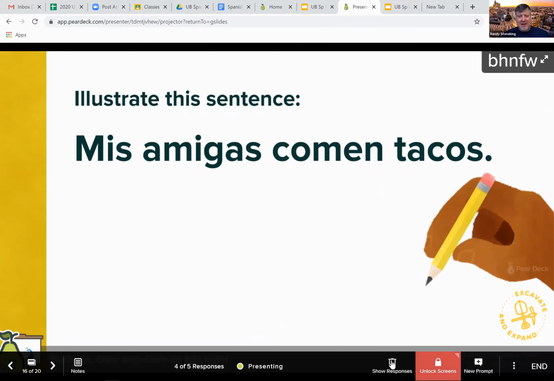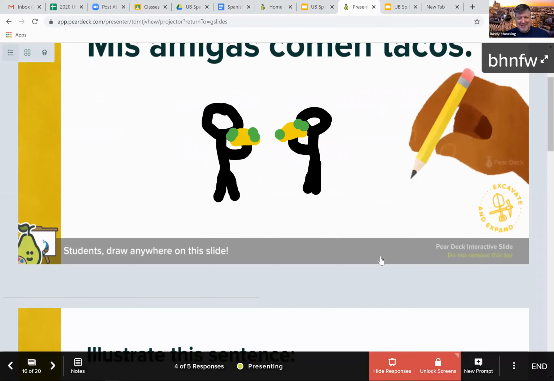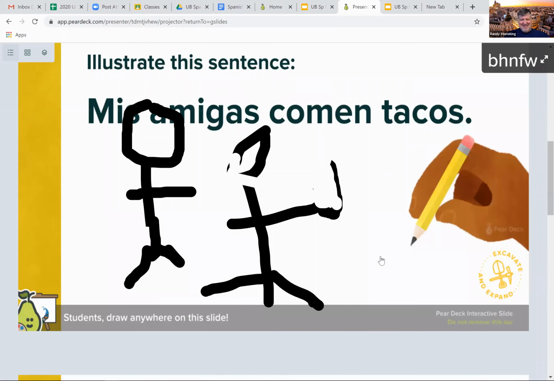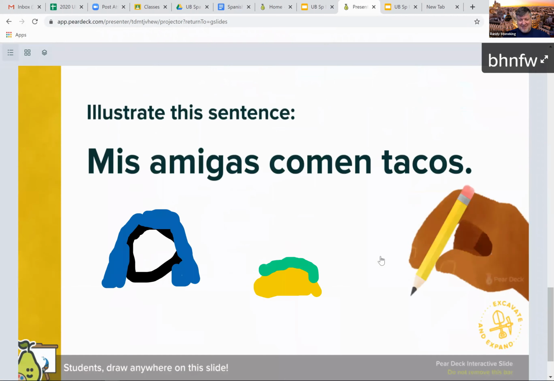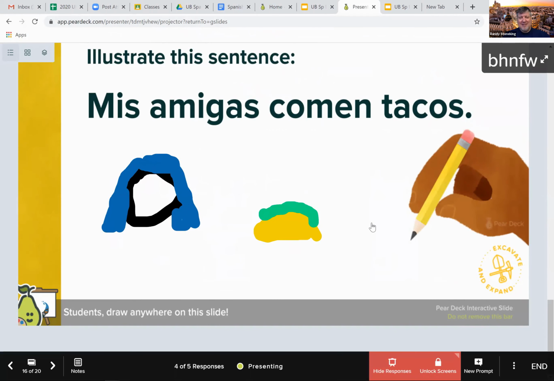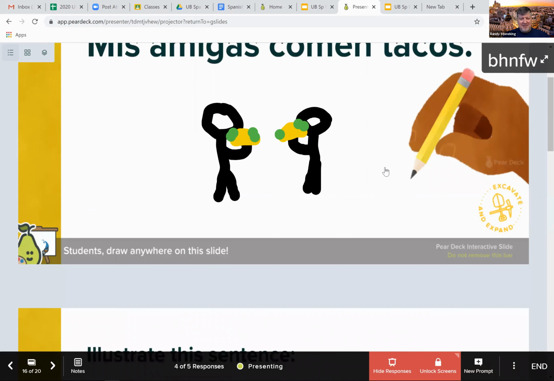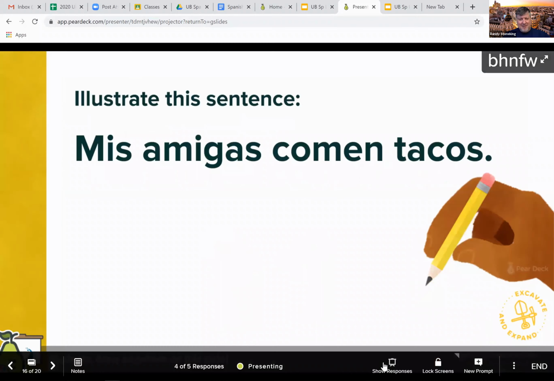Mis amigas comen tacos. What do they do? Hey, look at there. That's pretty good. Mis amigas comen tacos. Perfect. Very simple taco. Somehow the yellow shell and green lettuce is really all you need to indicate it. That's perfect. Muy bien. All right, let's unlock you guys there.